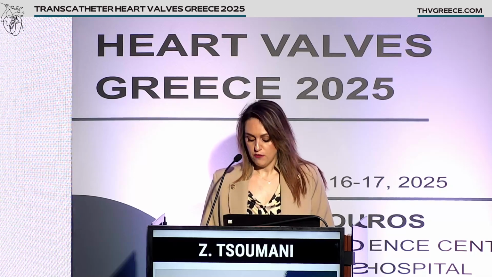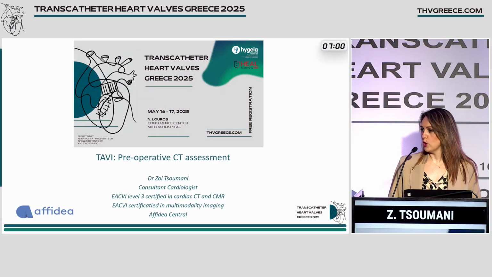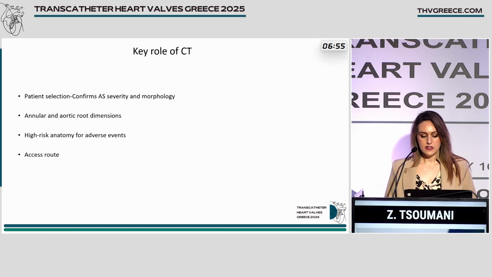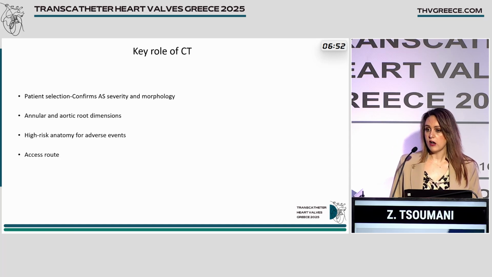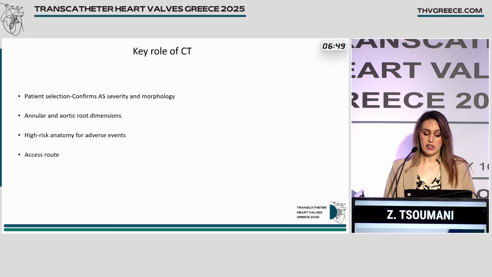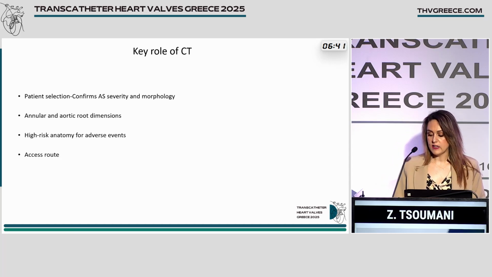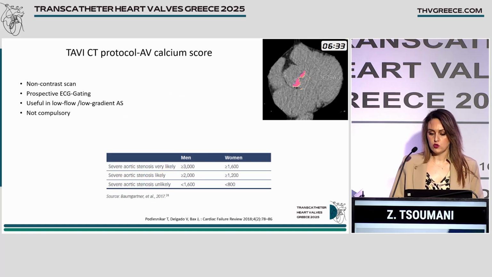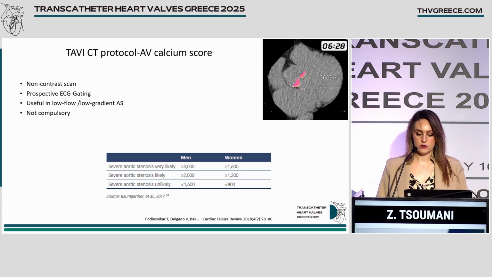Organizing committee for the kind invitation to talk about the key role CT has in the evaluation of patients considered for TAVI. CT is now the gold standard for the annular and aortic root dimensions. It can identify high-risk anatomy for adverse events such as coronary obstruction and can provide us with the least risky transcutaneous access route. The aortic valve calcium score, although not compulsory, is really useful in low-flow, low-gradient aortic stenosis.